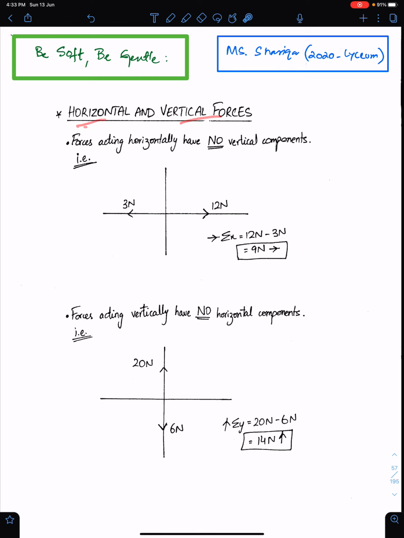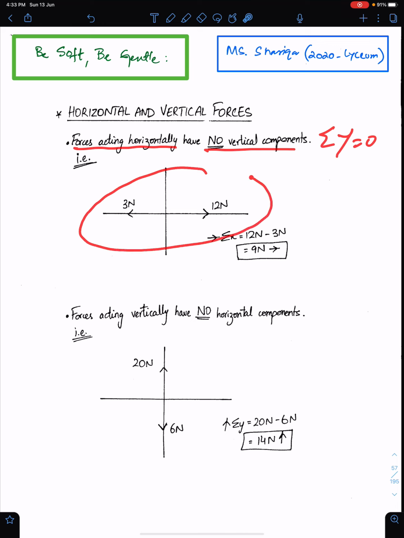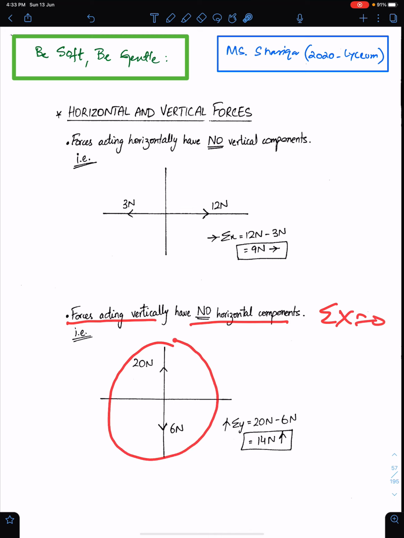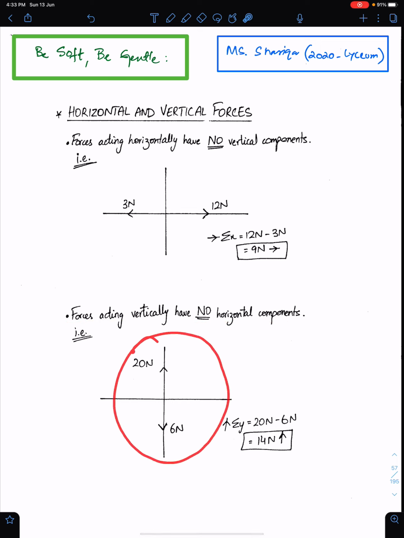Horizontal and vertical forces. Forces acting horizontally have no vertical components, that is sigma y zero, like in this example. These two forces have no vertical components. Therefore, the resultant of these two forces is 9 newtons towards right. Similarly, forces acting vertically have no horizontal components, that is sigma x zero. These two forces have no horizontal component. Therefore, sigma x of these two forces is zero, and the resultant of these two forces is 14 newtons in upward direction.